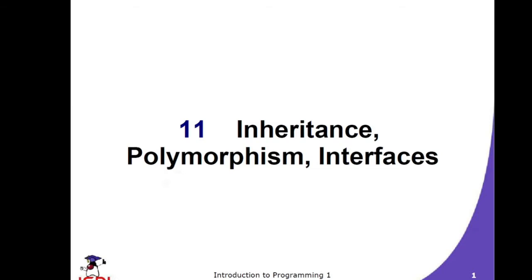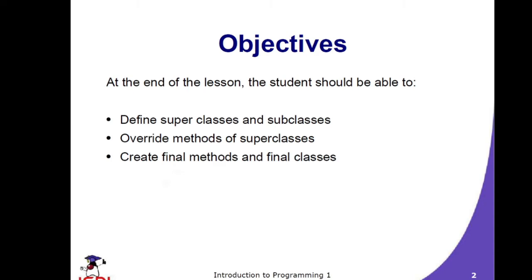Hi everyone, today's talk we will discuss inheritance, polymorphism and interface. We will discuss inheritance first, and this will be part 1 of our discussion. At the end of these 3 parts, you should be able to define superclass and subclasses, override methods of superclasses, create final methods and create final classes.